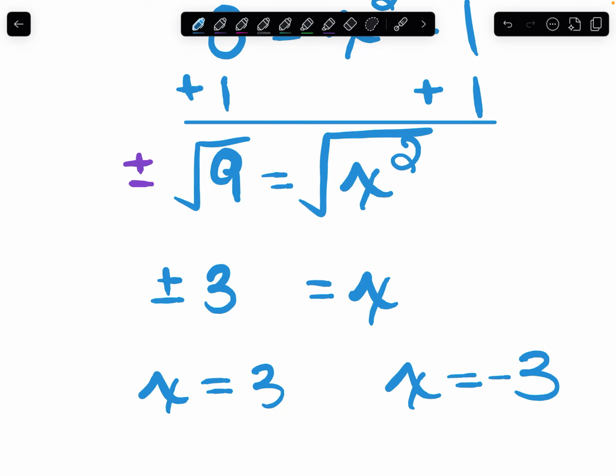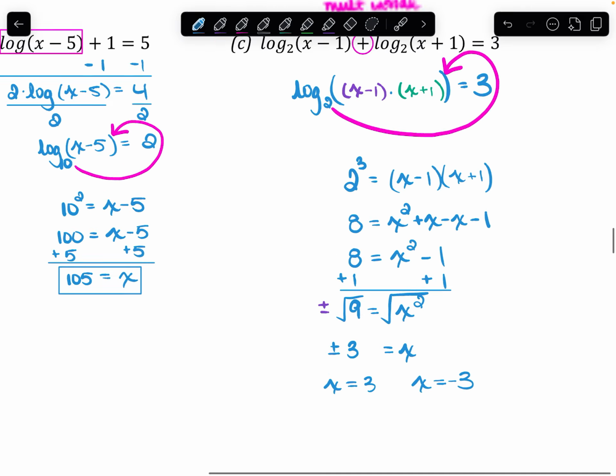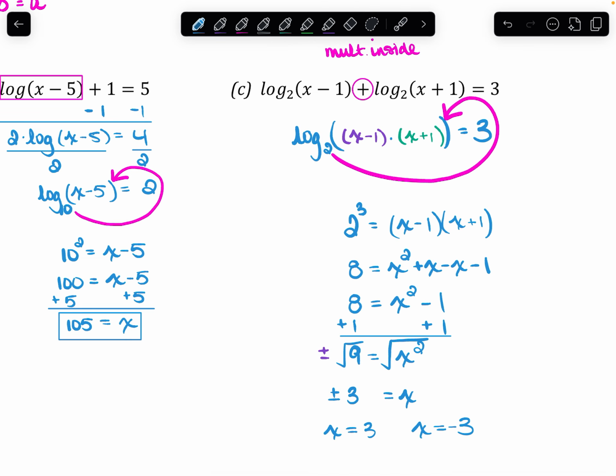So let's go check 3. All right, so way back up here. If I go plug in 3, I'm plugging into the original equation and both logs. So if I plug in 3 here, 3 minus 1 is positive. I'm good. If I plug in 3 here, 3 plus 1 is positive. I'm good. So this is an answer.